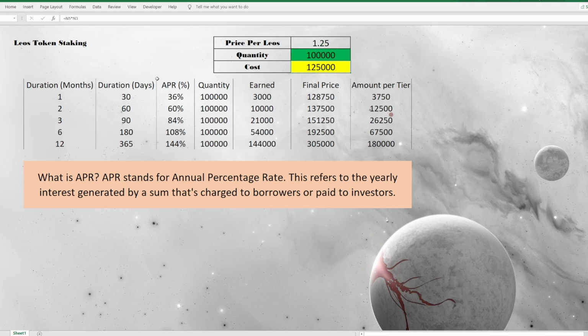Now, the way I got these numbers, just so you guys know, for reference, APR is accounted for the entire year.